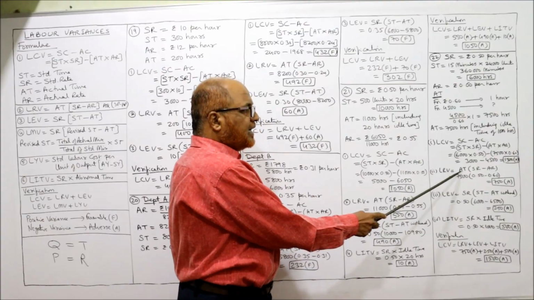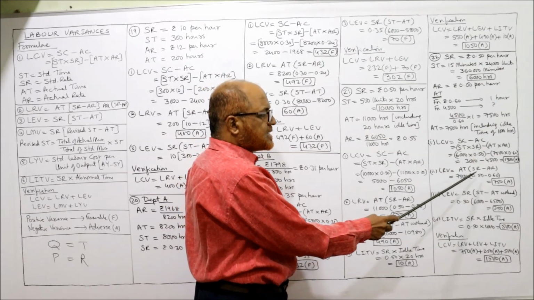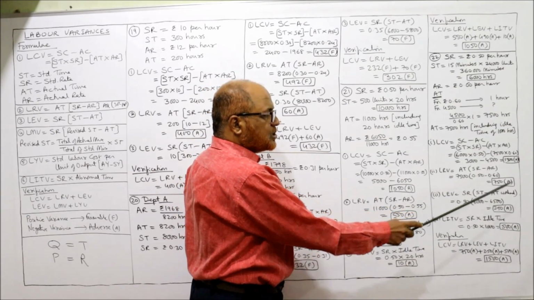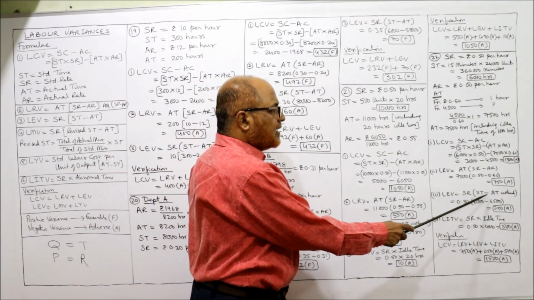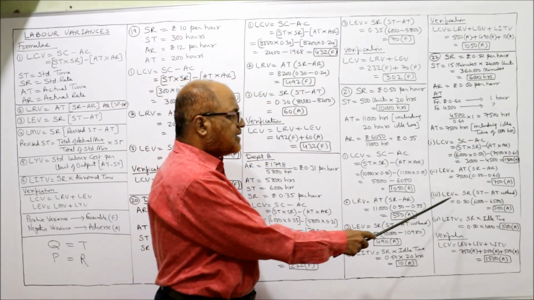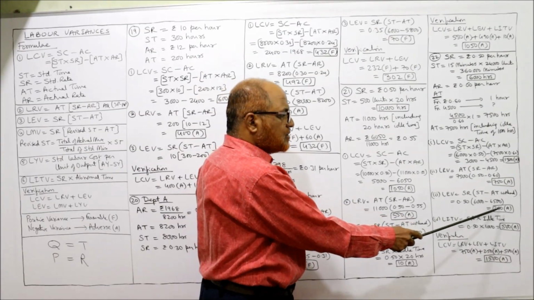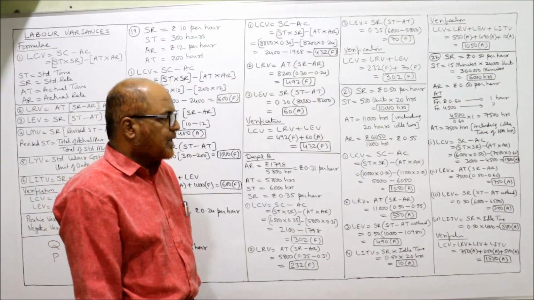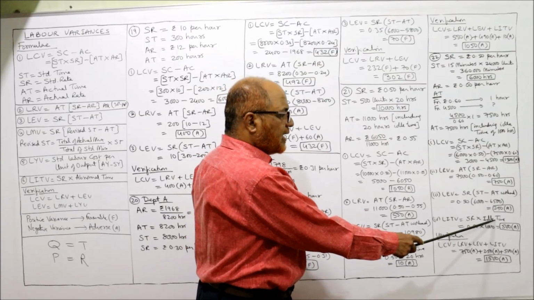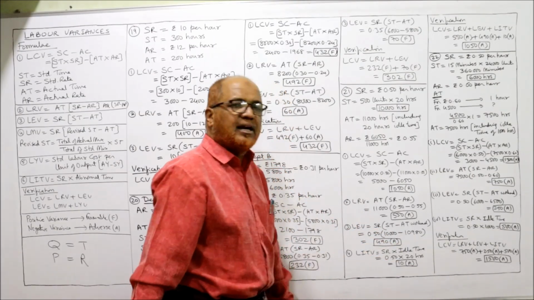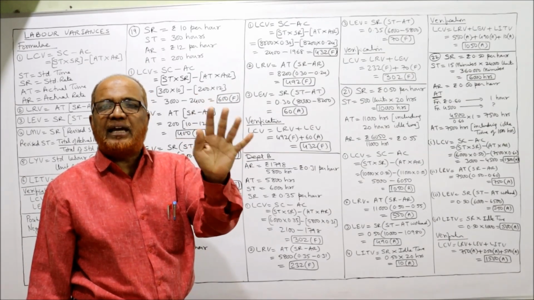LRV, actual time into standard rate minus actual rate. Actual time 7500, standard rate 0.5, actual rate 0.6. So 750 adverse is the LRV. LEV, standard rate into standard time minus actual time worked. Standard rate is 0.50, standard time 6000, actual time worked 6500. So 250 adverse LEV. The LITV, labor idle time variance: standard rate into abnormal idle time, 50 paisa into 1000, 500 adverse. We got all the four variances: LCV, LRV, LEV, LITV.